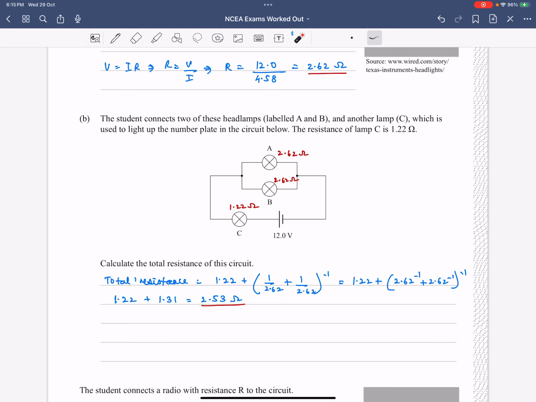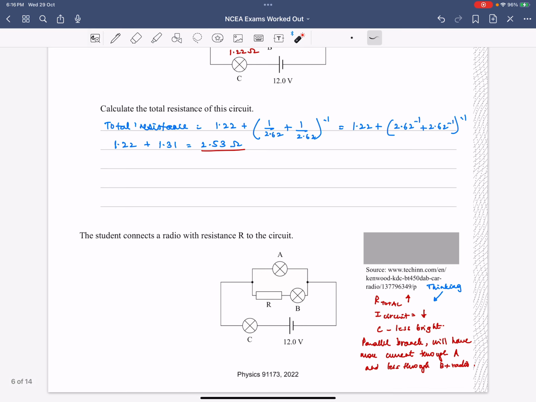Then it says calculate the total resistance of the circuit. So this lamp C is in series with the battery or the power source, but these two are in parallel. So the resistance in parallel is 1 over R1 plus 1 over R2, but that gives you 1 over R total. So just simplifying it, I got 1 over each of these to the power of negative 1, and anything to the power of negative 1 is 1 over. And don't forget to do the negative 1 when these are in brackets. And you end up with 1.31. Then you add it to 1.22 and you get your answer.